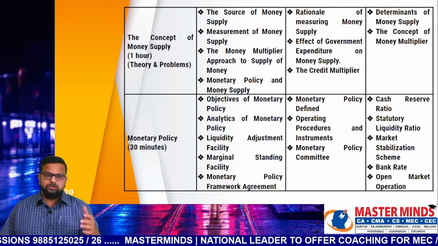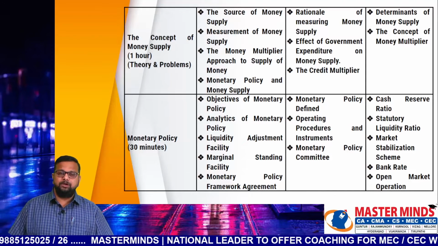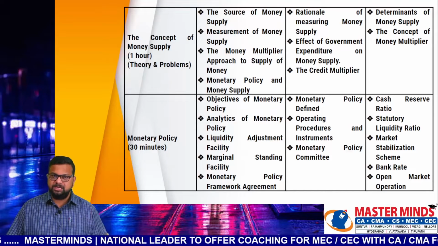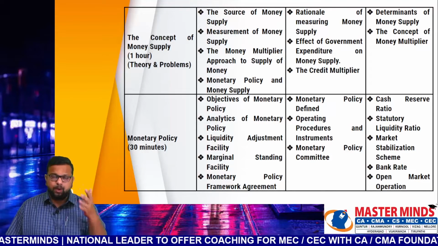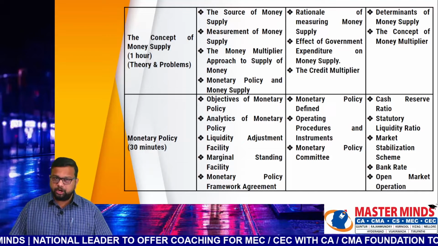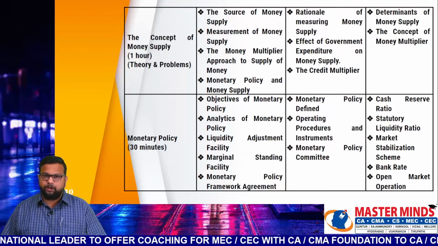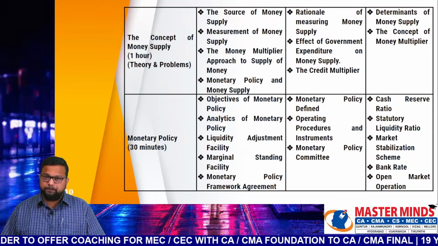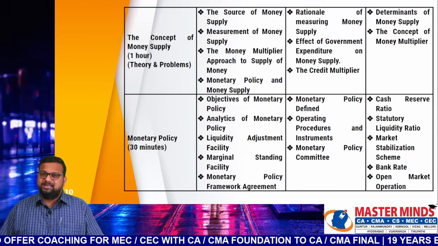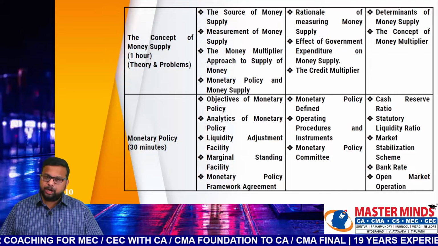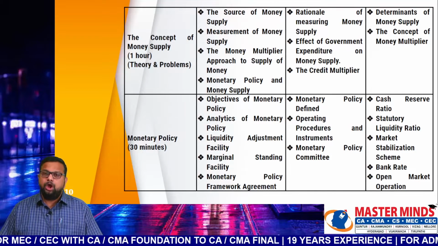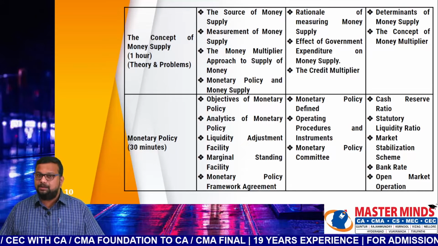Okay, after that chapter, we can go through monetary policy. For this, we have given 30 minutes. It's a very easy chapter. So what are the first priority topics? Objectives of monetary policy, analytics of monetary policy, liquidity adjustment facility, marginal standing facility, monetary policy framework agreement. These are the first priority topics. The second priority topics are monetary policy defined, operating procedures and instruments, and monetary policy committee. These are the second priority topics.